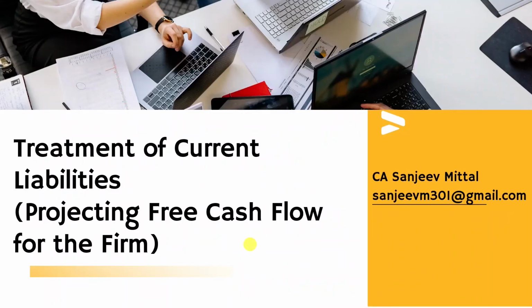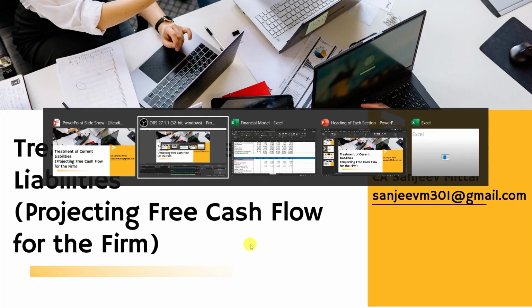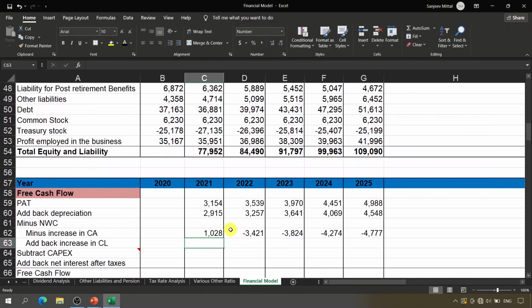Let's try to understand the treatment of current liabilities in our projected free cash flow for the firm statement. Inside this particular statement, I have told you that whenever current liability increases, our cash flow increases, and whenever our current liability decreases, our cash flow decreases.